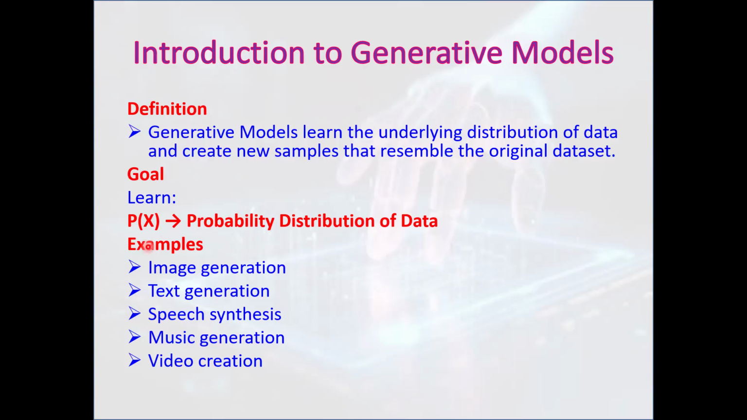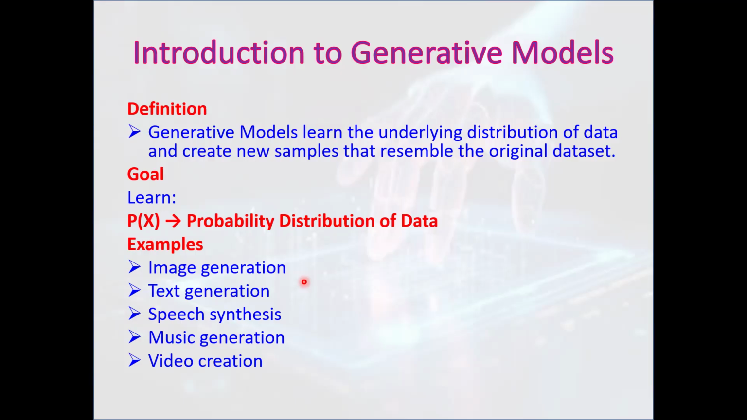Learn P(X), that is, the probability distribution of data. Generative models estimate the probability distribution P(X), which represents how data is distributed within the data set. Understanding this distribution enables the model to generate new samples with similar characteristics. Image generation: generative models can create realistic images such as faces, landscapes, artwork, and objects. This capability has revolutionized digital content creation and computer vision applications.